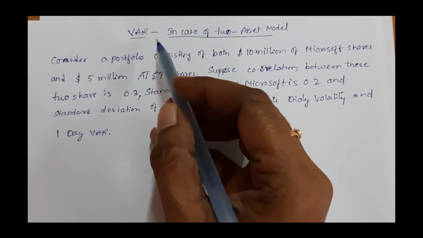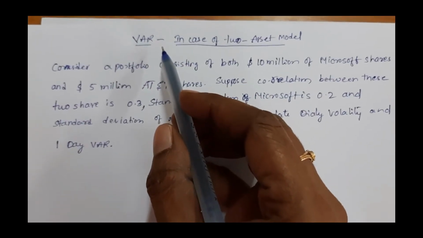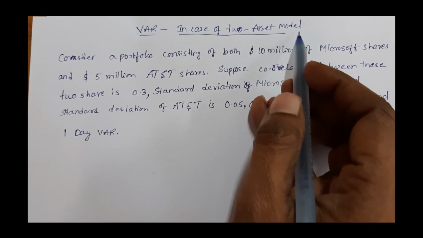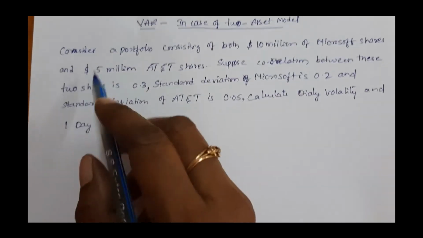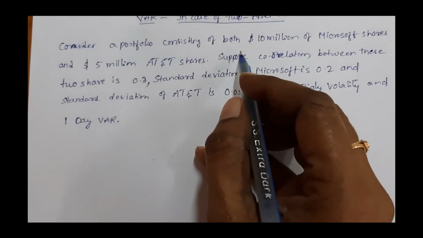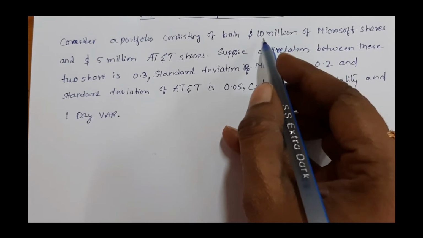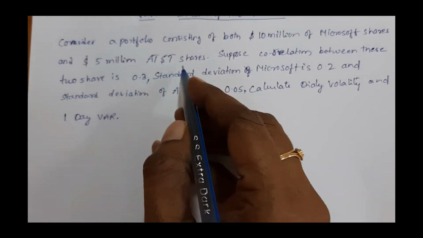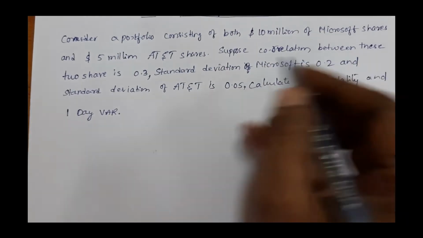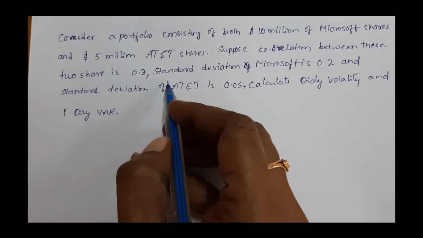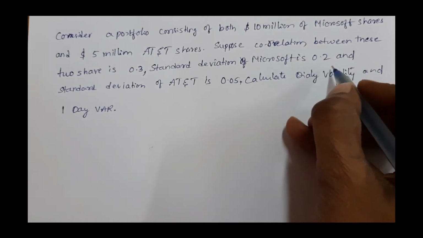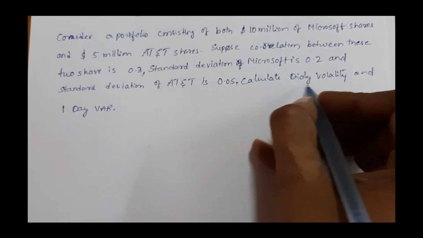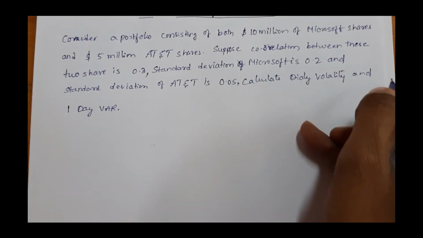Everyone, now we will see calculation of VaR, that is value at risk, in case of a two asset model, which is a portfolio consisting of two assets. Here is the sum. Consider a portfolio consisting of $10 million of Microsoft shares and $5 million of AT&T shares. Suppose correlation between these two shares is 0.3, standard deviation of Microsoft is 0.2 and standard deviation of AT&T is 0.05. Calculate daily volatility and 1-day VaR.